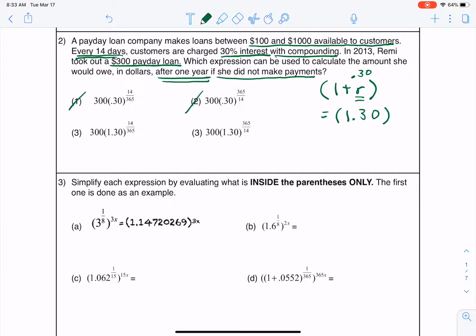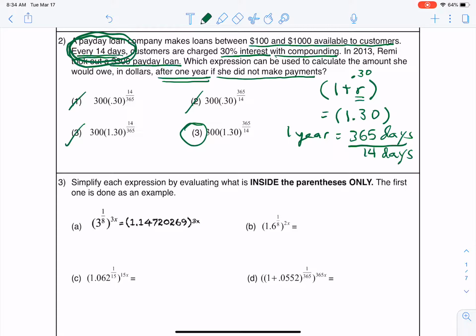So the real question here is what goes in the exponent. 1 year has passed, and 1 year is the same as 365 days. What we're really interested in is how many times the interest has been added in, and it's being added in every 14 days. So I would need to divide that 365 by 14 in order to determine the number of times the interest is being added in. So option 3 is our best option for this question.